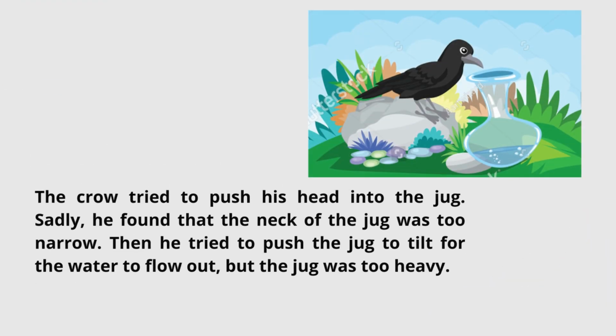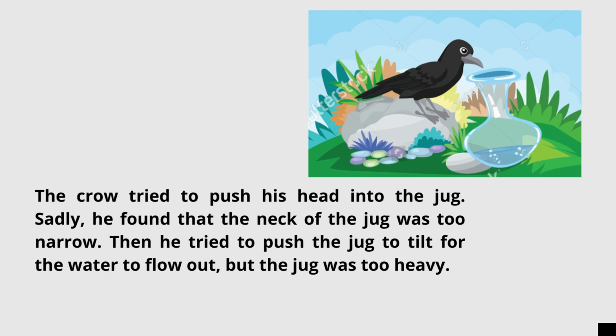The crow tried to push his head into the jug. Sadly, he found that the neck of the jug was too narrow. Then he tried to push the jug to tilt the water to flow out, but the jug was too heavy. Well, students, this part is called complication. In this part, the crow found a problem to drink water because its beak couldn't reach the water.